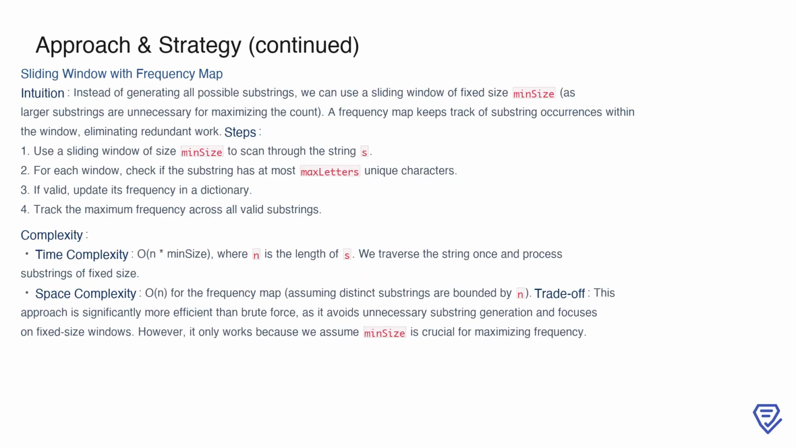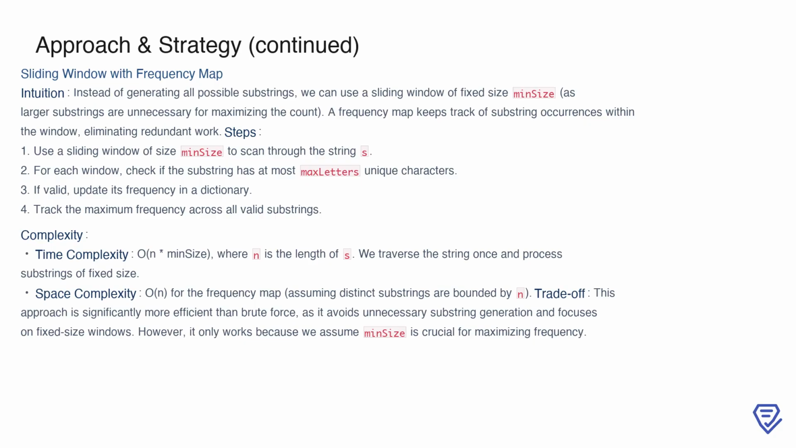To address the inefficiency of the brute force method, we can utilize a sliding window approach combined with a frequency map. The key insight here is that we don't need to consider substrings longer than min size, as they are less likely to maximize frequency under the given constraints.